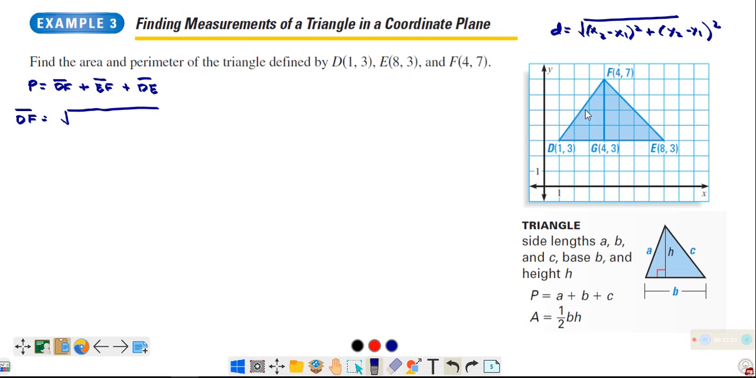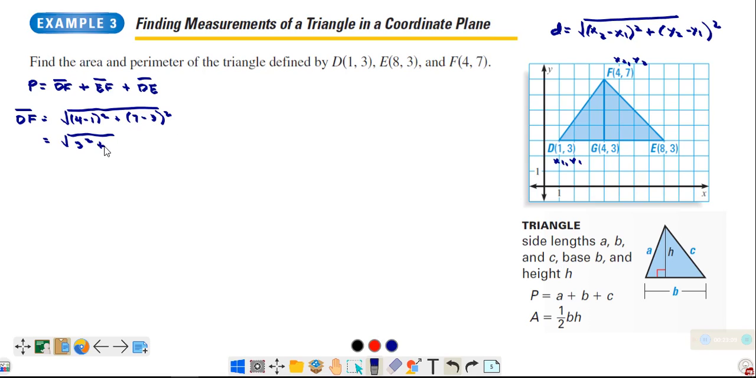So, DF, assign tayo ng variables. So, ito yung gusto kong maging x sub 1, ito yung gusto kong maging y sub 1, ito yung gusto kong maging x sub 2, ito yung gusto kong maging y sub 2. Yan. So, we have 4 minus 1 squared at saka 7 minus 3 squared. So, we have here 4 minus 1, edi 3. 3 squared.